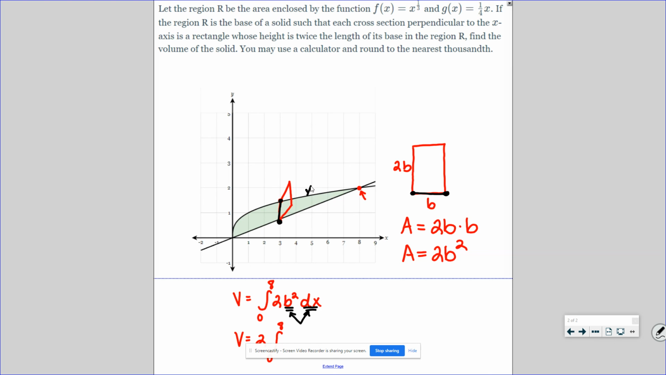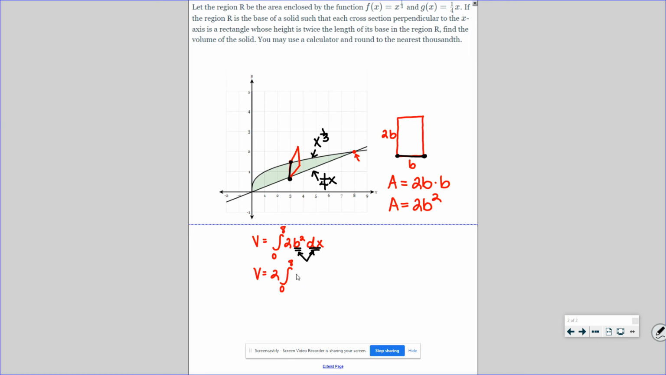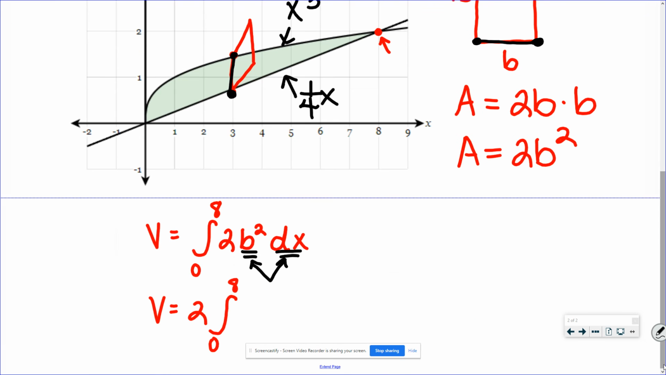So this curved equation on the top is the graph of x to the 1/3. This straight line is the graph of 1/4 x. Again, you can confirm that using Desmos. So basically, if I want to find this distance, I would need to do x to the 1/3 minus 1/4 x. So back to your equation, you are going to replace the b value with x to the 1/3 minus 1/4 x. You would still have the squared, and you would still have dx.